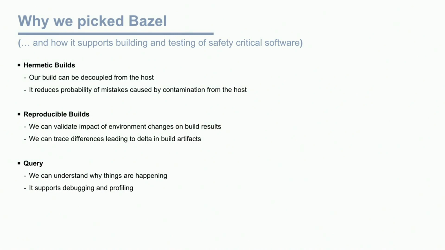And query. So I initially mentioned that I started with some small embedded systems where we can easily overlook the code. That's not possible anymore. And we need tool support for looking at what is going on during the build. So why are things happening? And the query part is really helpful for doing so. So thanks a lot. It also helps us to set up some tests.